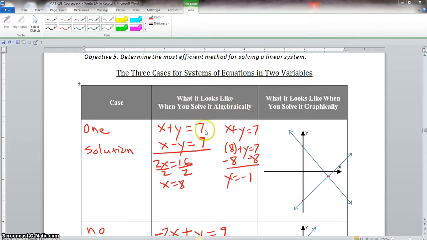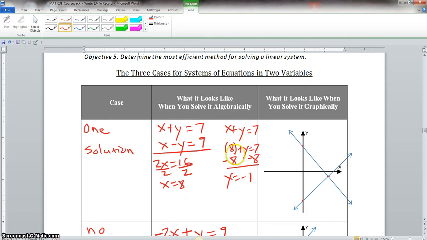What I did here was I used the addition, or as we also know it, the elimination method. I had x plus y equals 7, x minus y equals 9. Then I added the two equations together, and I ended up with 2x is equal to 16, divided both sides by 2, and x is 8.